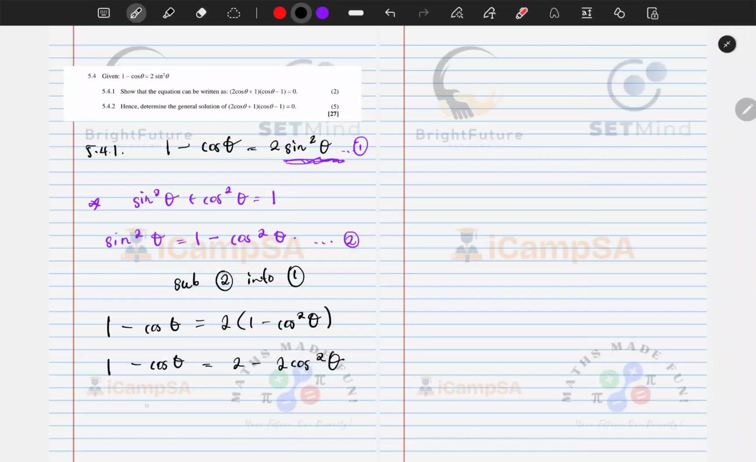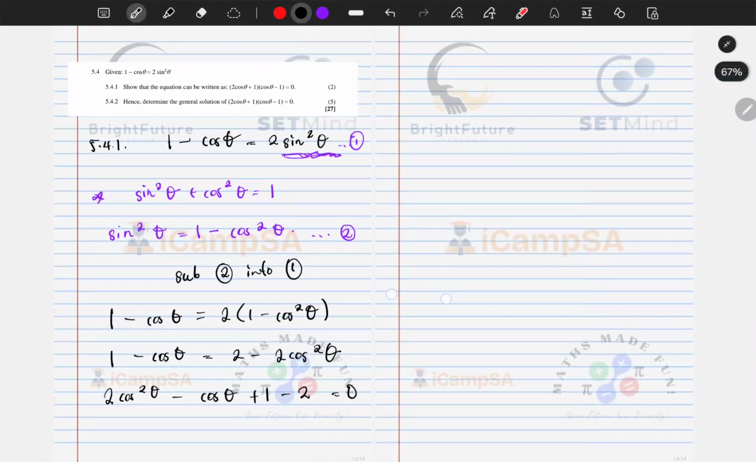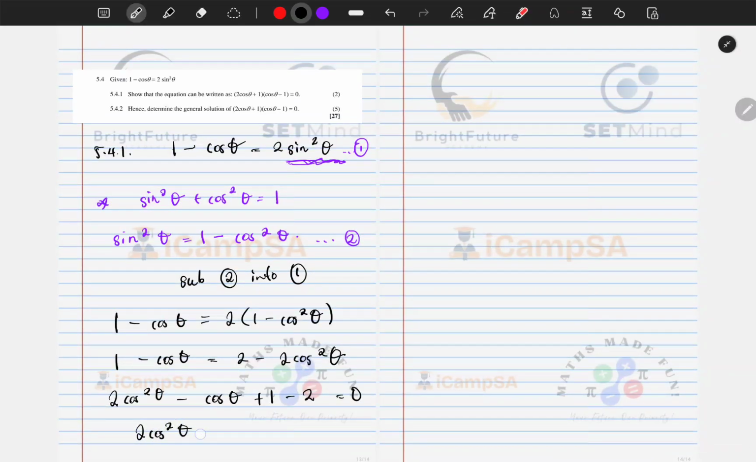And then you can simply transpose everything, or it's better if we transpose to the left. So you are going to have 2 cos squared theta minus cos theta, and then plus 1 minus 2 equals to 0. This can also be written as 2 cos squared theta minus cos theta, and then 1 minus 2, it's minus 1 equals to 0. So from here, when you get to this, it's only 2 marks. You can just make a difference of 2 squares. So it's going to be 2 cos theta plus 1 into cos theta minus 1 equals to 0.